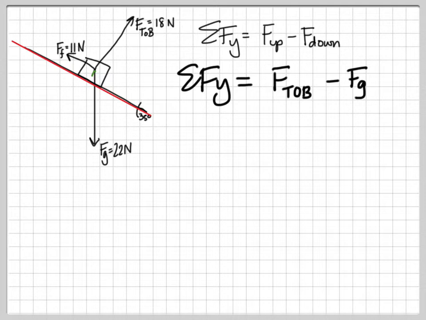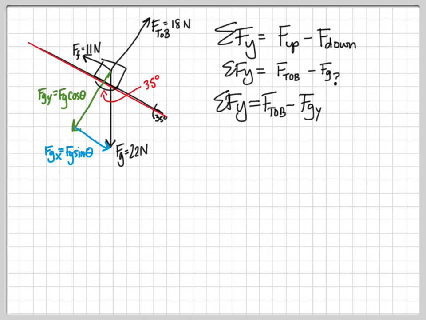Well, our force up is the force of the table on the book, currently known as force TOB. And our force down, well, gravity's always down, right? In this case, part of gravity is down. One of the components of the force of gravity is directly in opposition to the force of the table on the book. That is the component of the gravity that we want. So, there, I've redrawn that with the components of our gravity in.